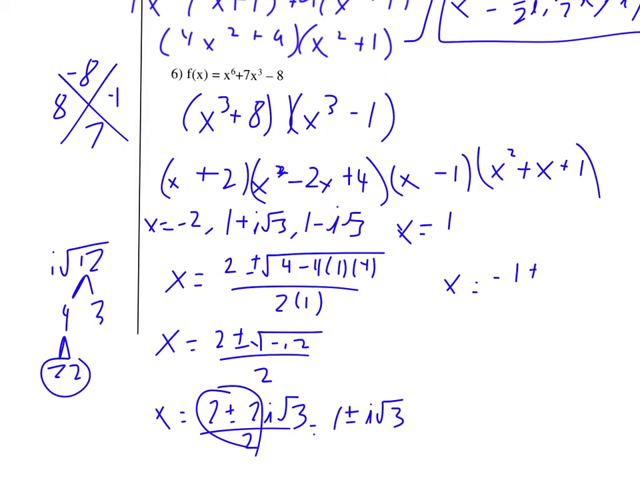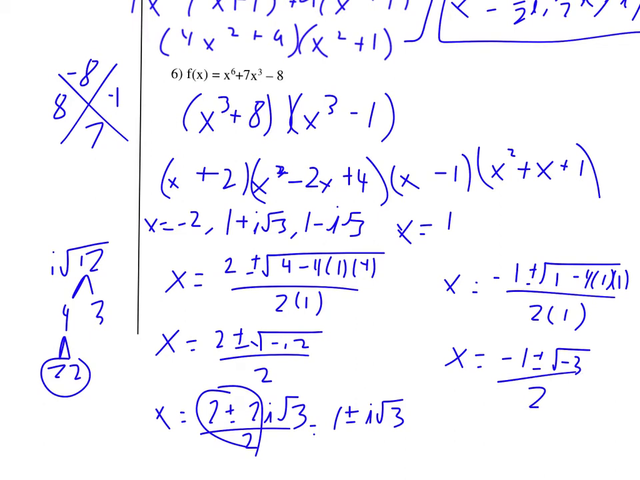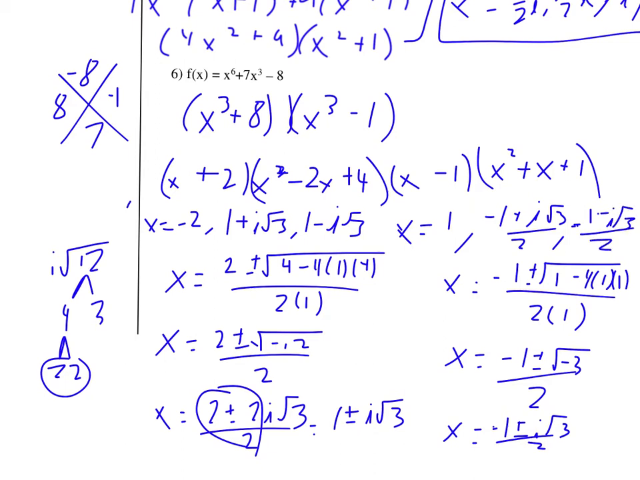So negative b plus or minus the square root of b squared minus 4ac all over 2a. It's negative 1 plus or minus the square root of negative 3 over 2. So that would just be negative 1 plus or minus i rad 3 over 2. Cannot reduce that one, so I'm just going to say negative 1 plus i rad 3 over 2, negative 1 minus i rad 3 over 2.